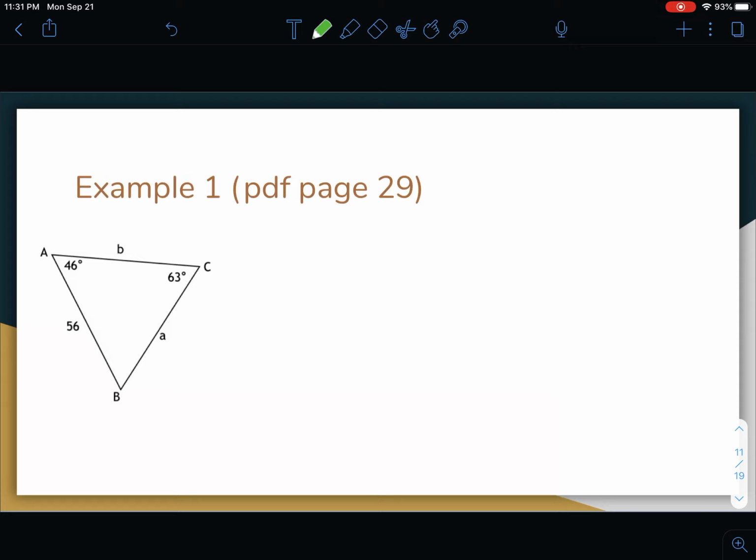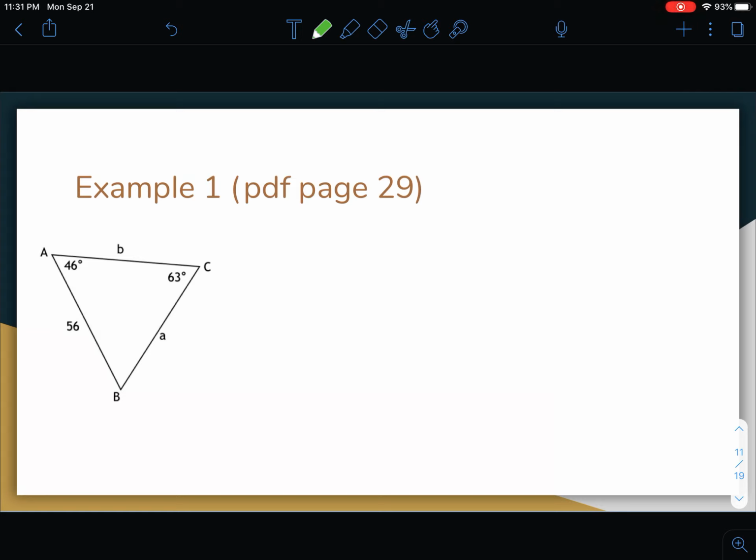You will definitely need a calculator, and you will have to be very careful with your order of operations. You will also need to be in degrees, so please make sure your mode is in degrees. Okay, we're looking on page 29 in the PDF or the packet, and we're just going to do a couple of examples. Example 1 starts off giving us two angles and a non-included side, that 56 side C.